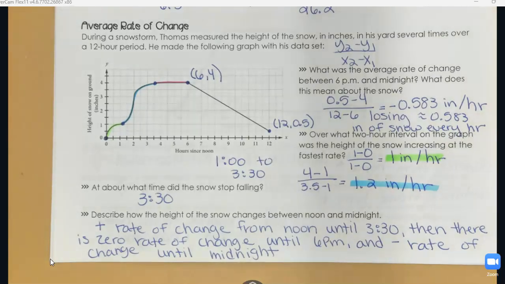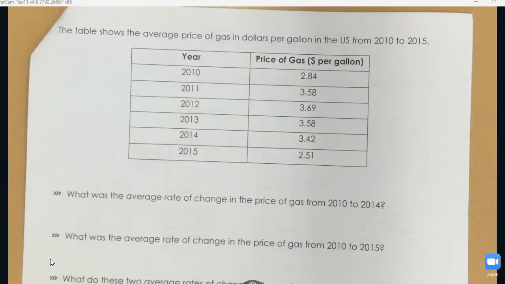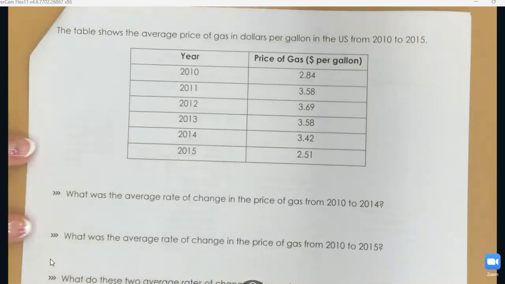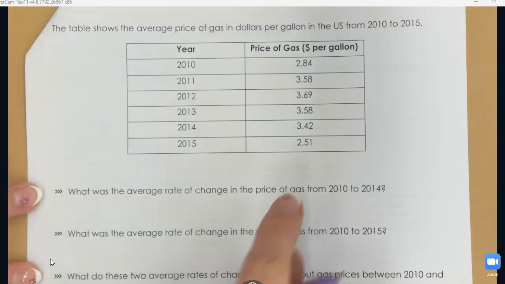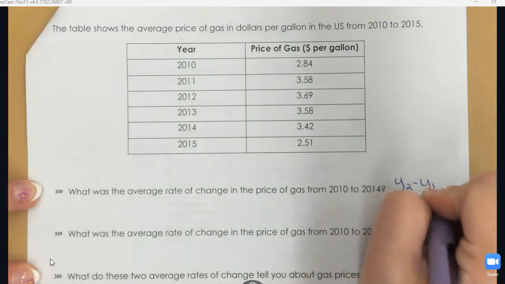Great. Okay. Last one, we are going to look at some gas prices. So we are looking at the average price of gas in dollars per gallon over the interval 2010 to 2015. What was the average rate of change from 2010 to 2014? We are just going to still use our slope formula.